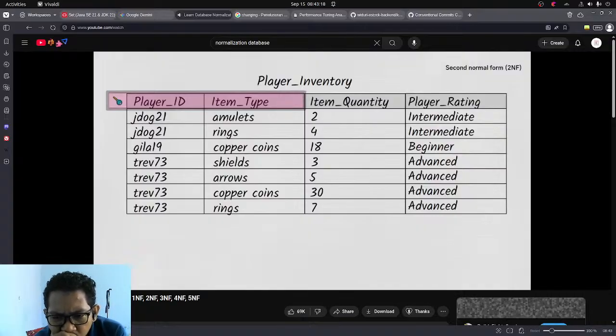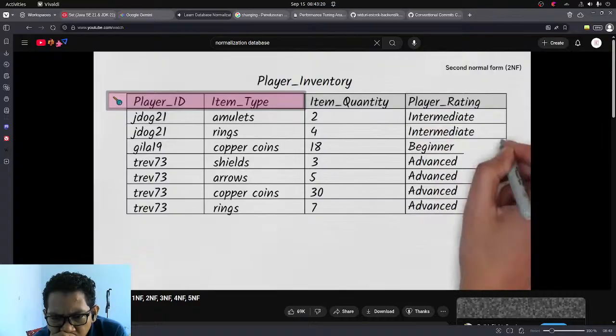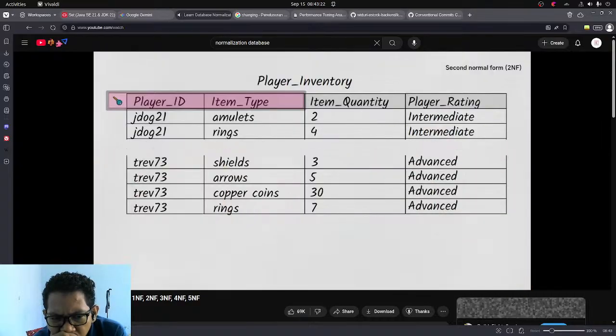Why not? Well, suppose player Agila19 loses all her copper coins, leaving her with nothing in her inventory. The single entry that she did have in the player inventory table is now gone. If we try to query the database to find out what Agila19's player rating is, we're out of luck. We can no longer access Agila19's player rating because the database no longer knows it. This problem is known as a deletion anomaly.